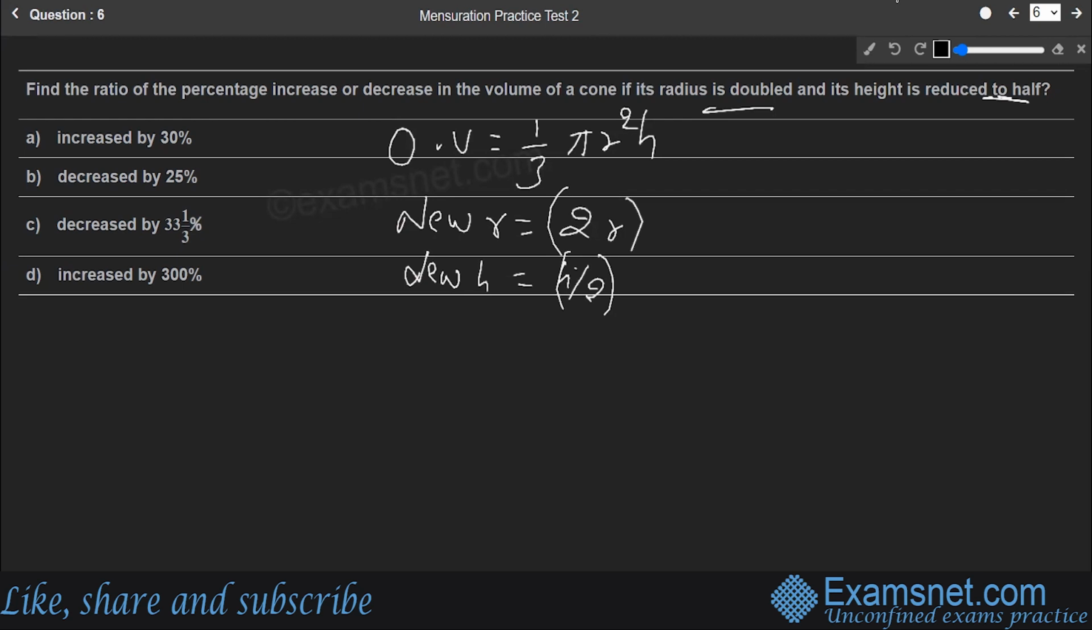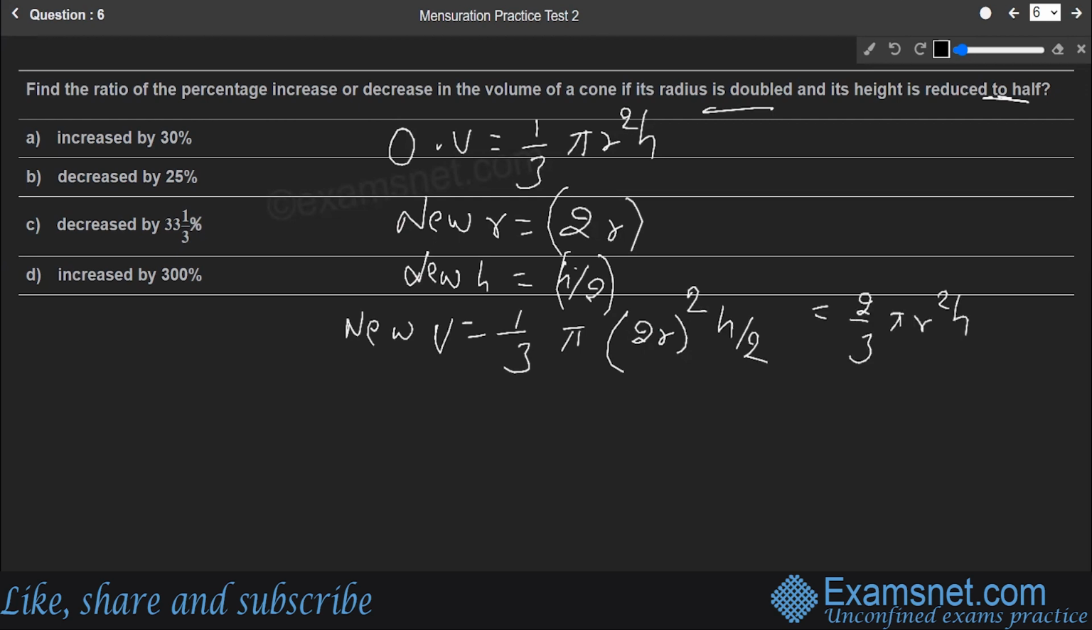Now with this let us find out the new volume. The formula will be the same, 1 by 3 pi r square h. Pi, in place of r we'll put 2r square, and in place of h we'll put h by 2. So this is what we're going to do. If we simplify this, it becomes nothing but 2 by 3 pi r square h. So this is the new volume, this is the older volume.